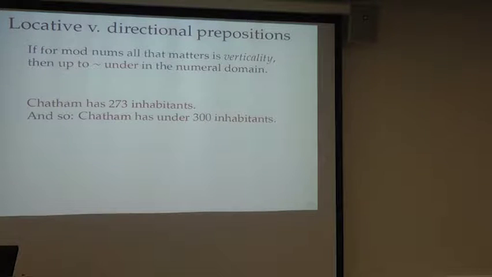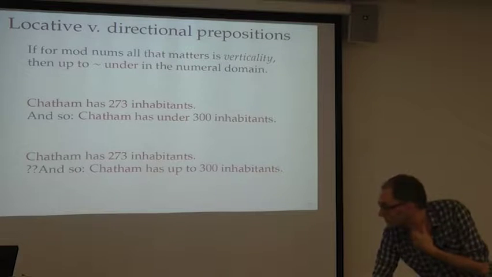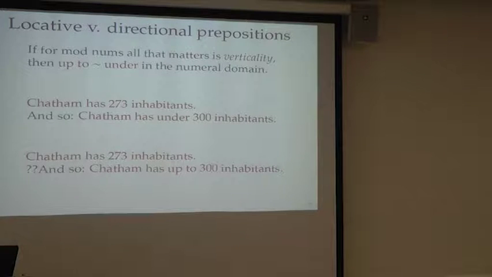So let's have a look at this. This is a little bit of reasoning that you can do. So formal semanticists do that, right? Chatham has 273 inhabitants, and so Chatham has under 300 inhabitants. That's a valid bit of reasoning. I hope you all agree. But what about this one? Chatham has 273 inhabitants, and so Chatham has up to 300 inhabitants. Anybody think that this is good?